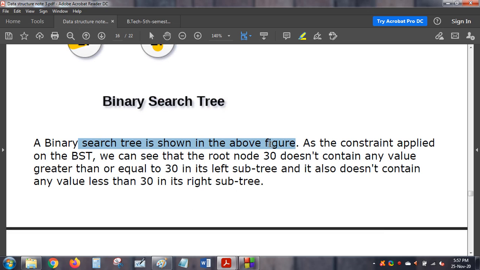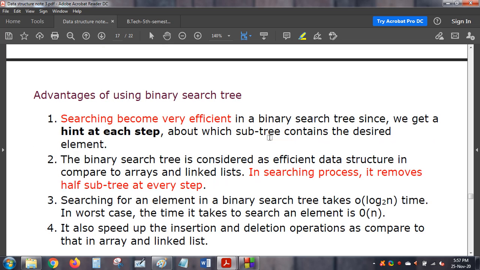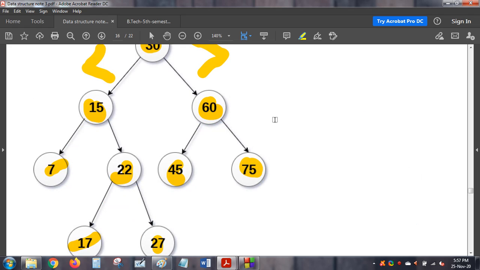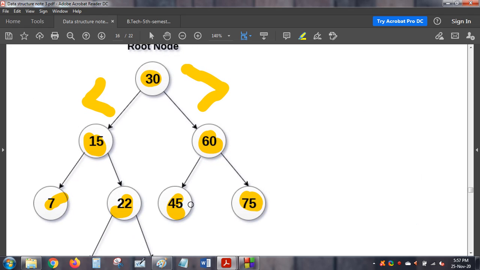Now, where is it used? Binary search trees are used for searching, because searching becomes very efficient in binary search tree, as we get a hint, isn't it? Suppose I ask you to find 22. Now you know that since 22 is less than 30, it will lie on the left side only, so you do not have to even see the data on the right hand side. So aren't you saving the space? That's the reason it is efficient.